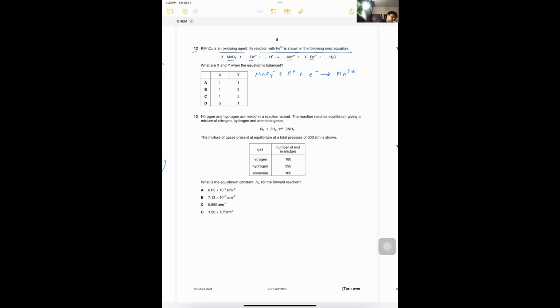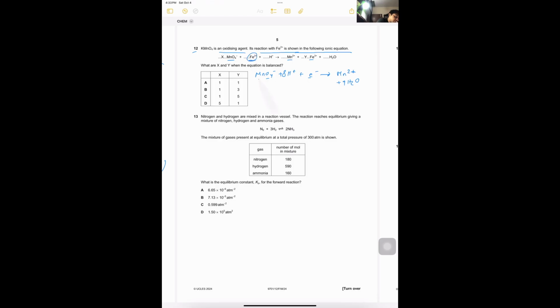MnO4- plus H+ gives Mn2+ plus H2O. The number of oxygens here is 4, so this will have to be balanced by 4 H2O. Since that is done, there are 8 hydrogens on the other side, so we'll put an 8 there. Now we also have to balance the electrons, so that we can multiply the number of electrons with this ion.